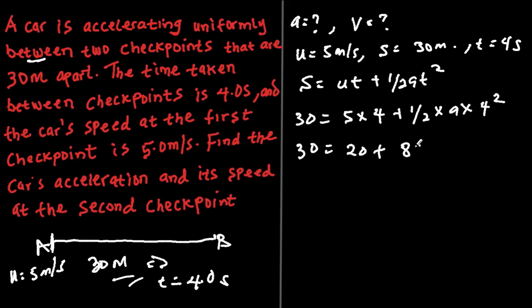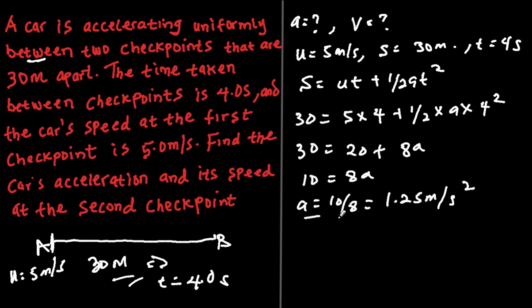So we left it 8a. So subtract 20 from both sides. 30 minus 20 is going to give us 10 equal to 8a. Then a is going to give us 10 over 8. 10 over 8 is going to give us 1.25. So acceleration is 1.25 meters per second squared.